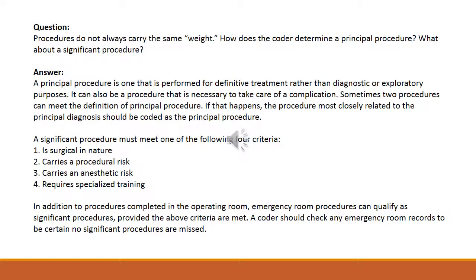Now, in addition to procedures completed in the operating room, emergency room procedures can qualify as significant procedures, provided the above criteria are met. A coder should check any emergency room records to be certain no significant procedures are missed.